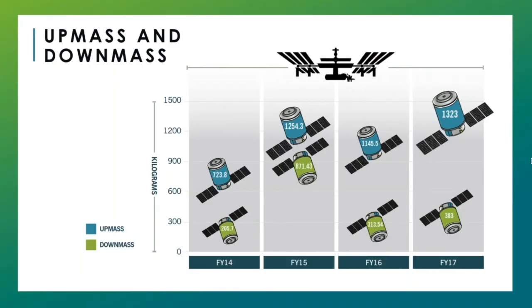Let's now turn and take a little bit of a deep dive into actual utilization metrics and see where we've been, where we are today, and take a look into the future on where we might go. We'll start with up mass and down mass.